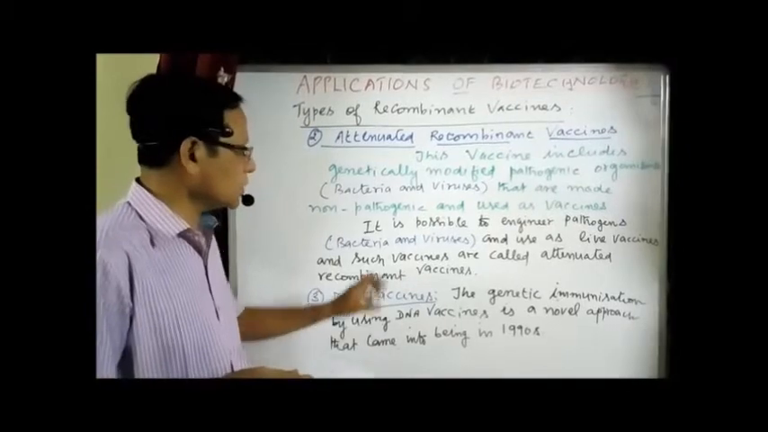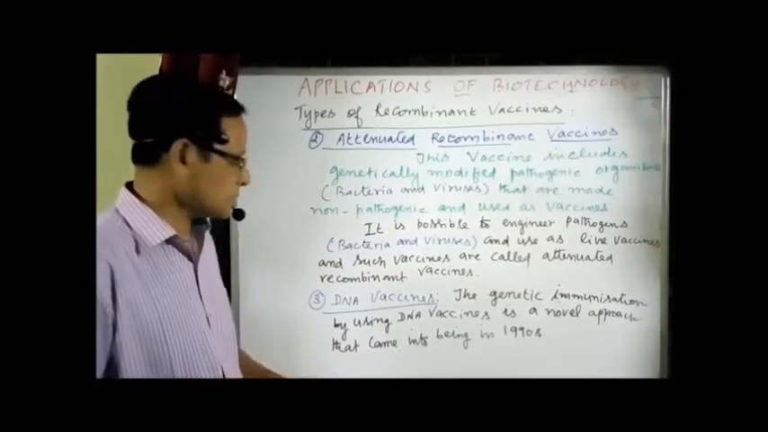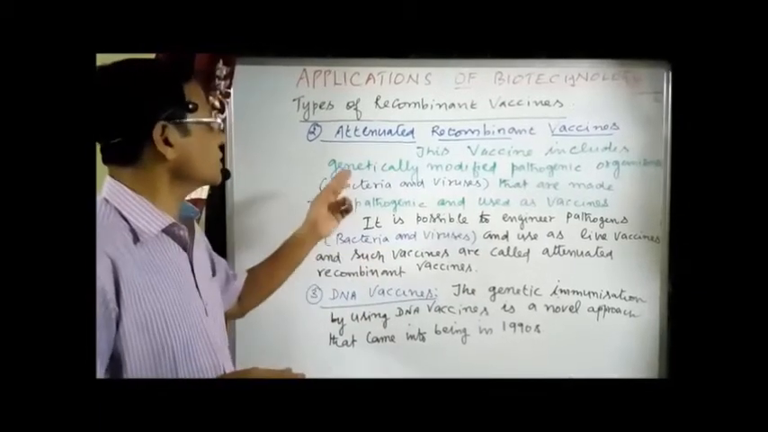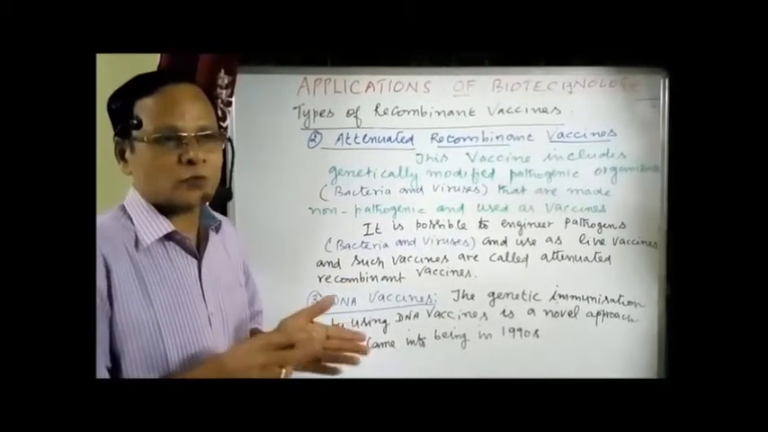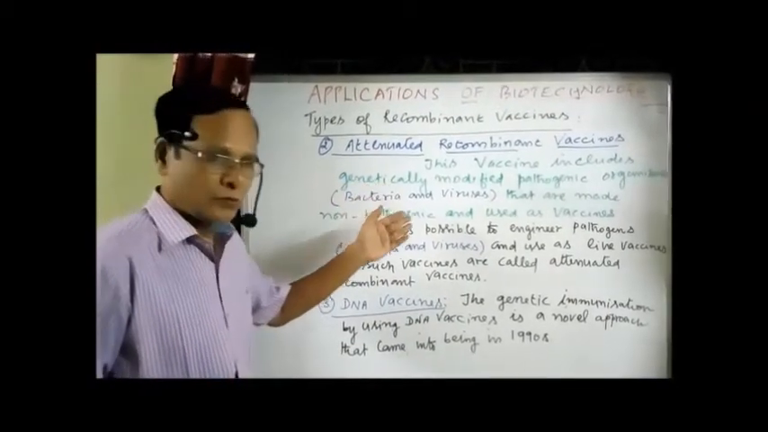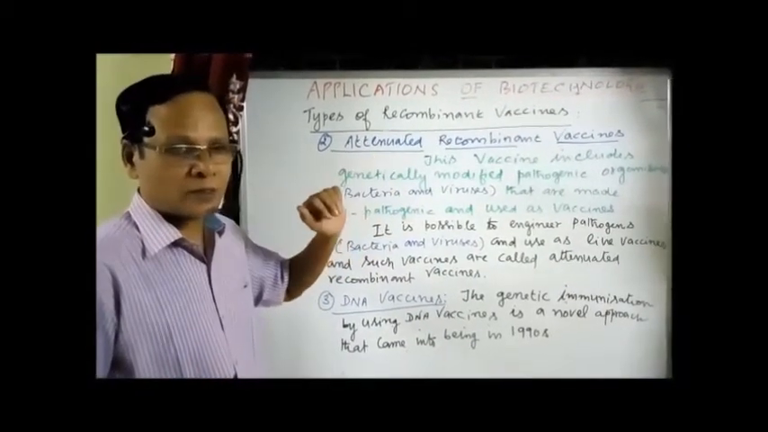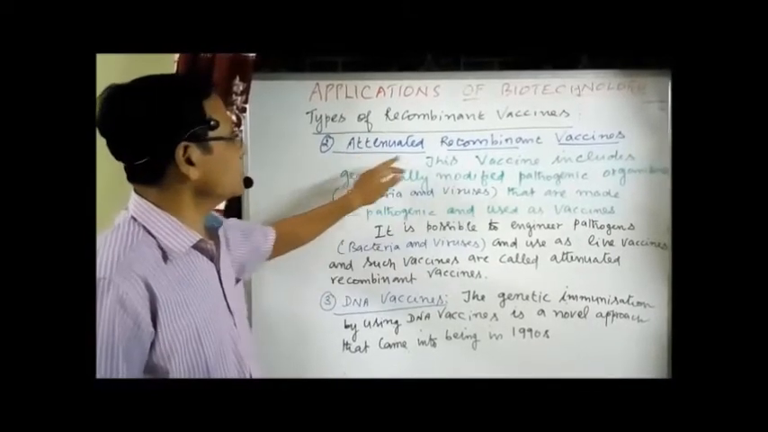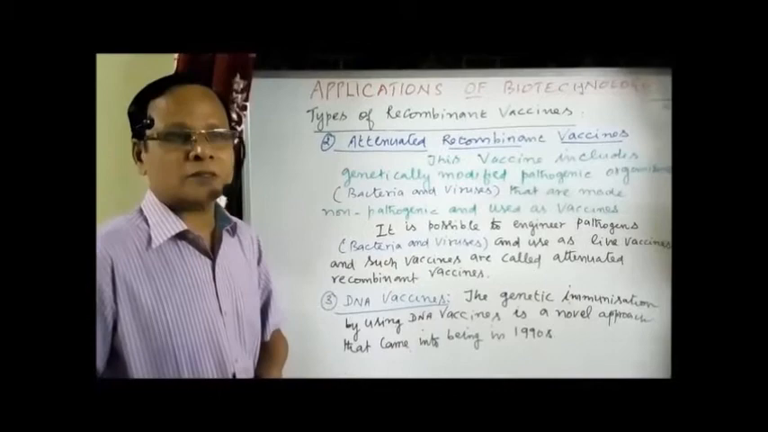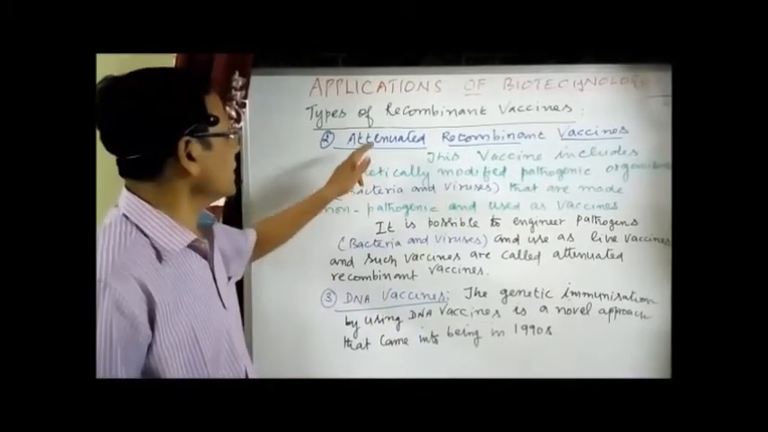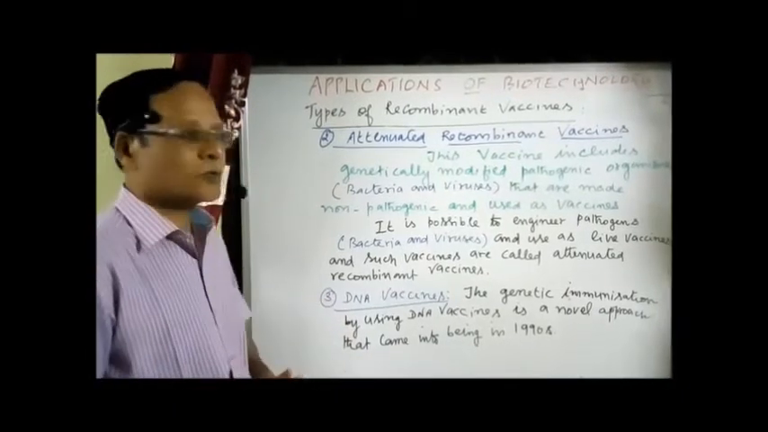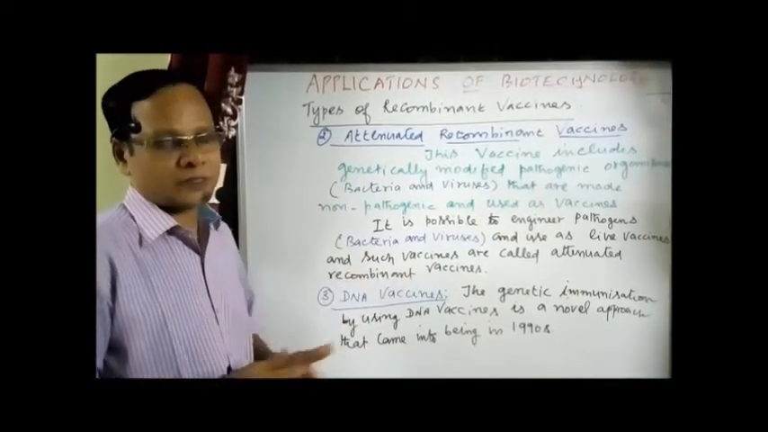If it is produced through recombinant DNA technology, that is called an attenuated recombinant vaccine. So normally attenuated vaccines can be produced without recombinant DNA technology. If they are produced through the recombinant method, or DNA technology, or genetic engineering method, then it's called attenuated recombinant vaccines. Now the third type of vaccines that we have is DNA vaccines.